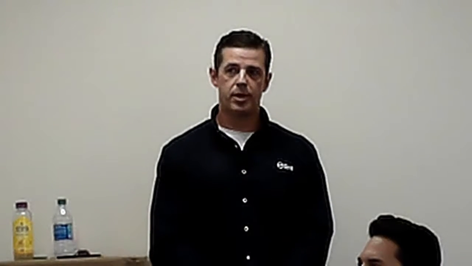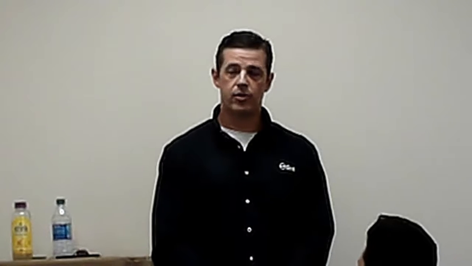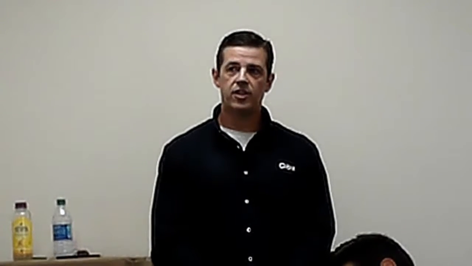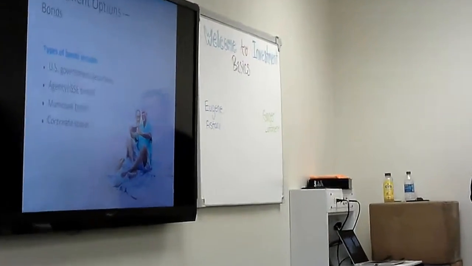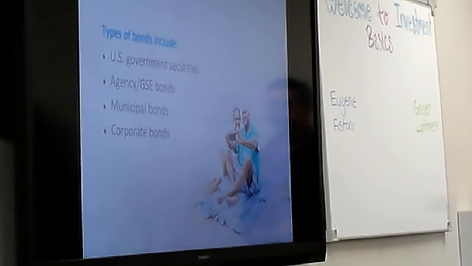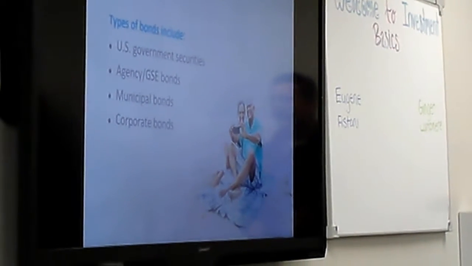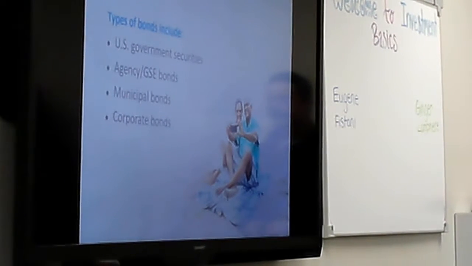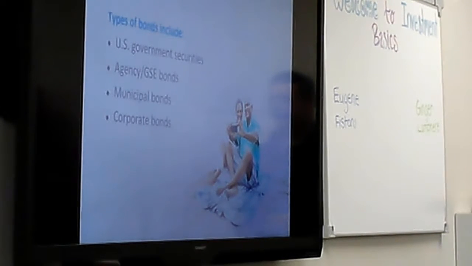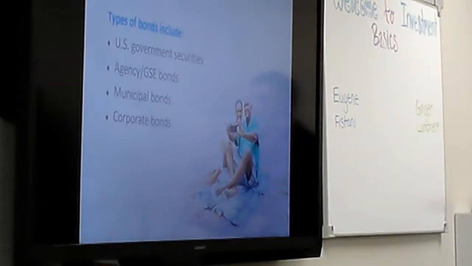Types of bonds, we have U.S. government securities, which again are treasuries. We have treasury bills, treasury notes, and treasury bonds. We have agency or GSE bonds, government-sponsored entities. These are Ginnie Mae, Fannie, Freddie Mac, and so forth. Municipal bonds that are issued by different municipalities for the same reason. And then corporate bonds. Again, same thing, corporations will issue these bonds to fund their operations, and then they'll pay back with interest.